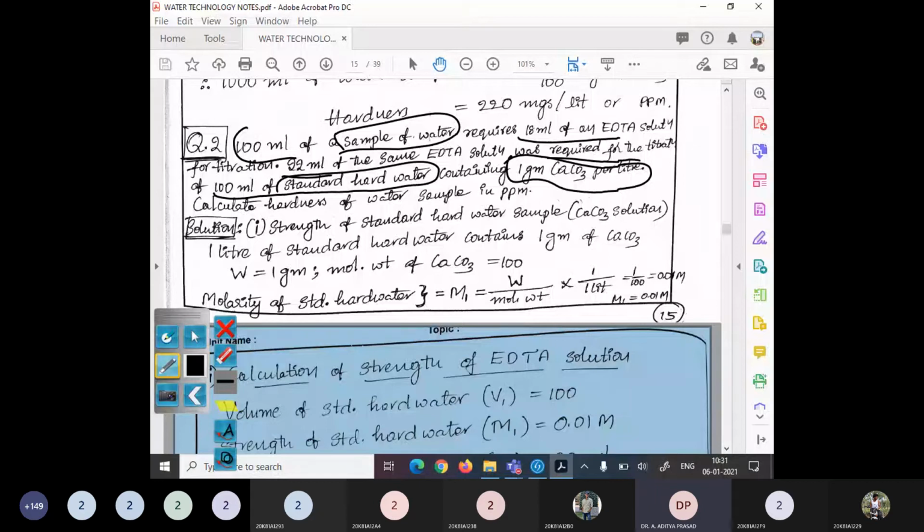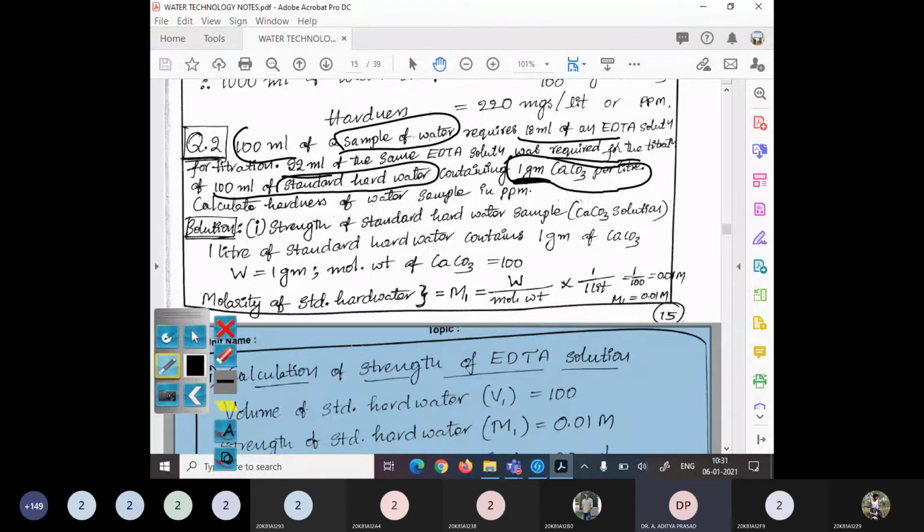In the earlier problem, there is only one sample water, there is no hard water. There is no standard hard water in the first question. In this one you have standard hard water. In this type of problem, first and foremost, if they give the problem in grams or milligrams of calcium carbonate, you need to convert that into molarity.